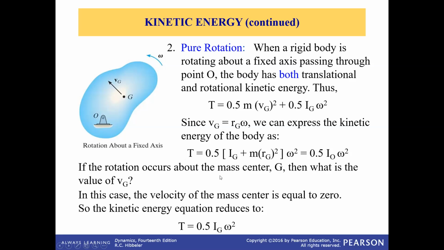So if the rotation occurs about an axis going through point G, then v becomes 0, because v is equal to r times omega, and in that case r is 0. Then you only have rotational energy about the axis going through point G. So the first equation on this slide becomes just the second term. The first term vanishes, so T is just equal to the rotational kinetic energy.